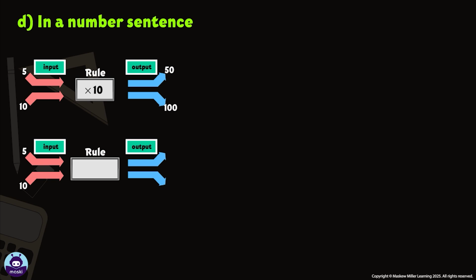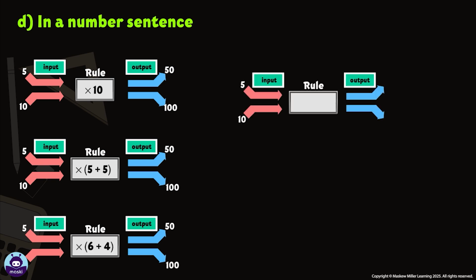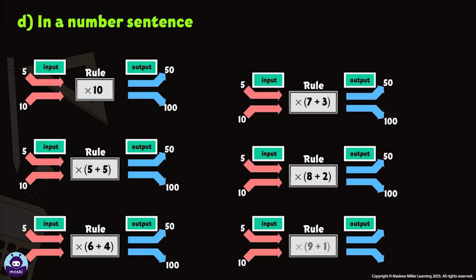Multiply an input number by (5 + 5) to get an output number. Multiply an input number by (6 + 4) to get an output number. Multiply an input number by (7 + 3) to get an output number. Multiply an input number by (8 + 2) to get an output number. Multiply an input number by (9 + 1) to get an output number. Notice that the outputs are equal.